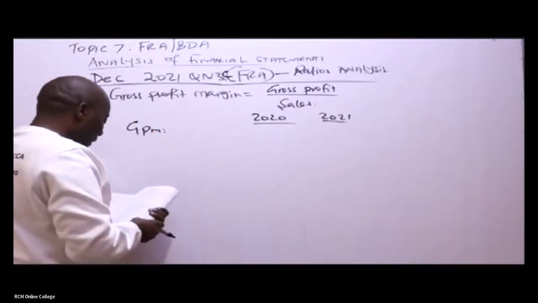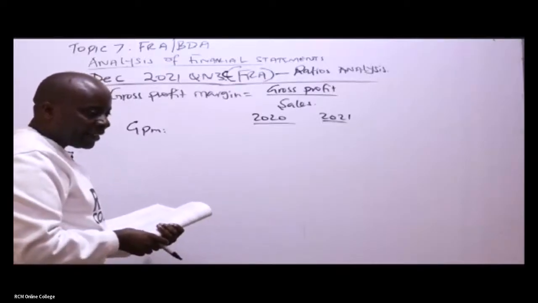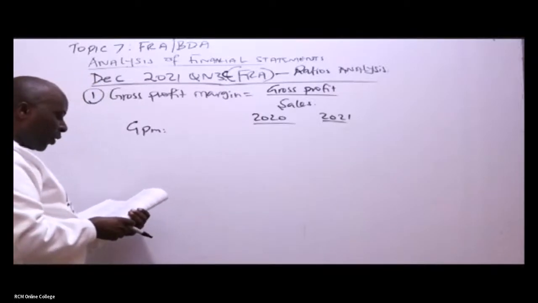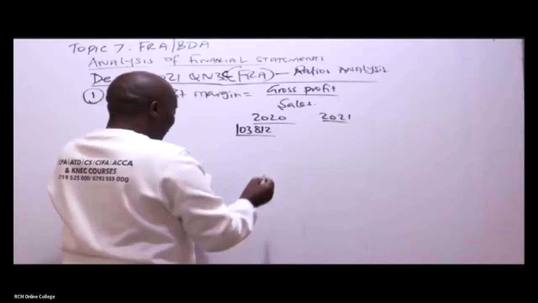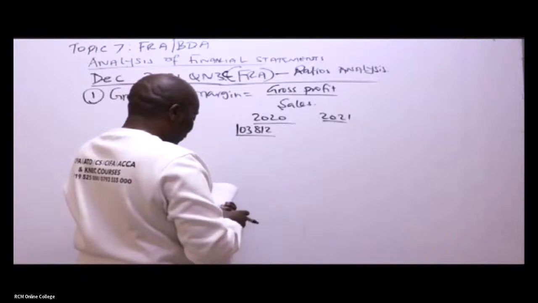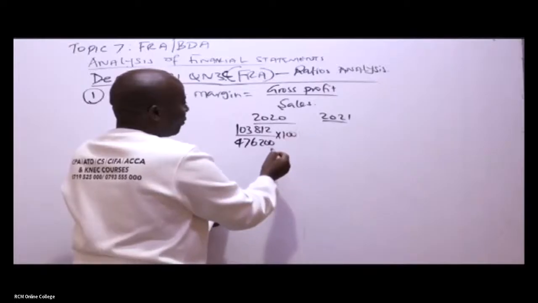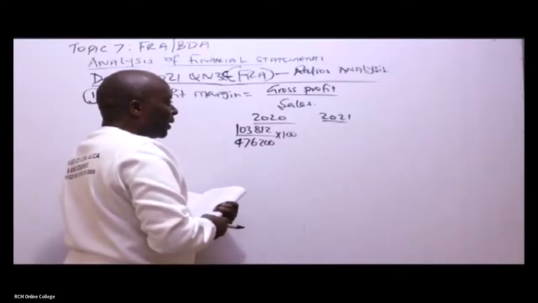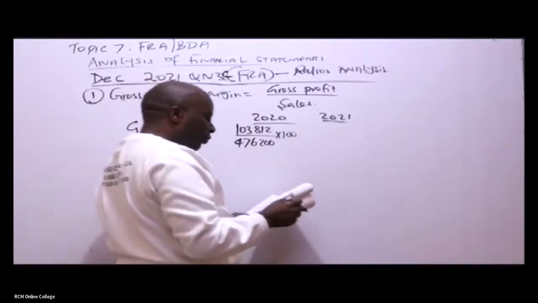For 2020, I can see the gross profit is 103,812. Divide this by the sales revenue for 2020, 476,200, times 100. For 2021, you do the same. Even the Excel students, I expect you to write these answers down, and then do this using Excel later at your own time, in the interest of time.